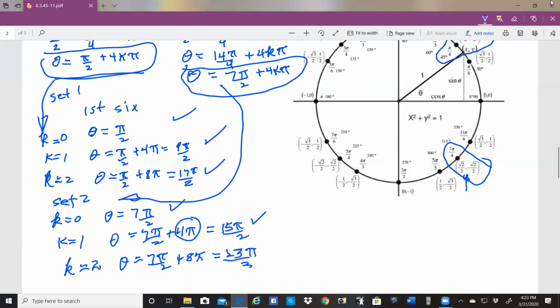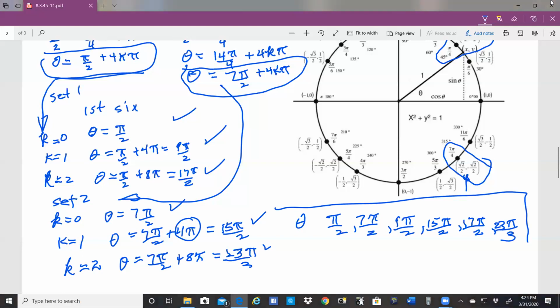And if you want to place them in order, it would be theta is pi over 2, 7 pi over 2, 9 pi over 2, 15 pi over 2, 17 pi over 2, and 23 pi over 2. So these are the 6 solutions you would put in your MyMathLab, and that should be the answer.